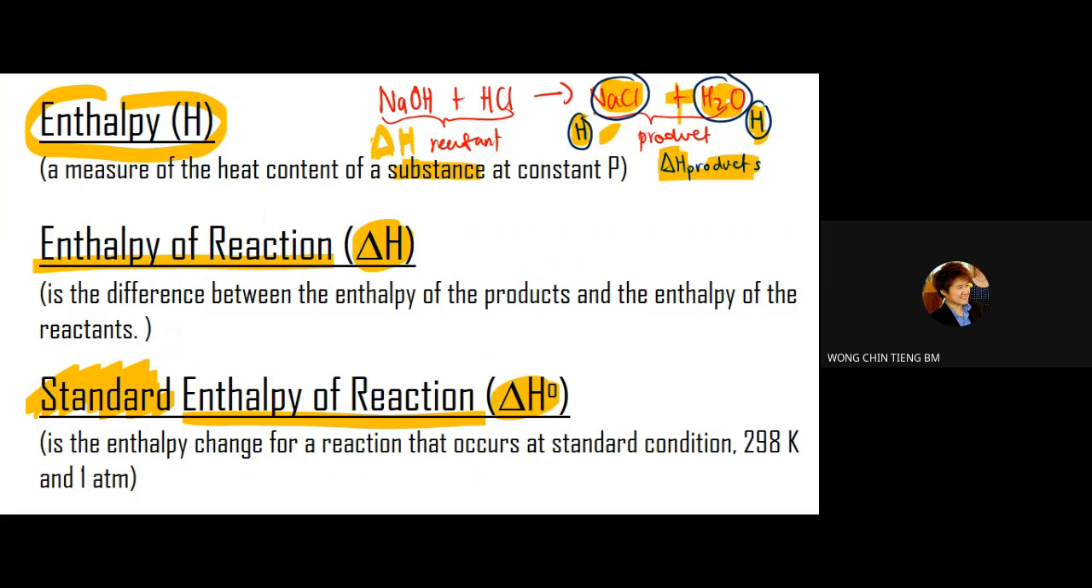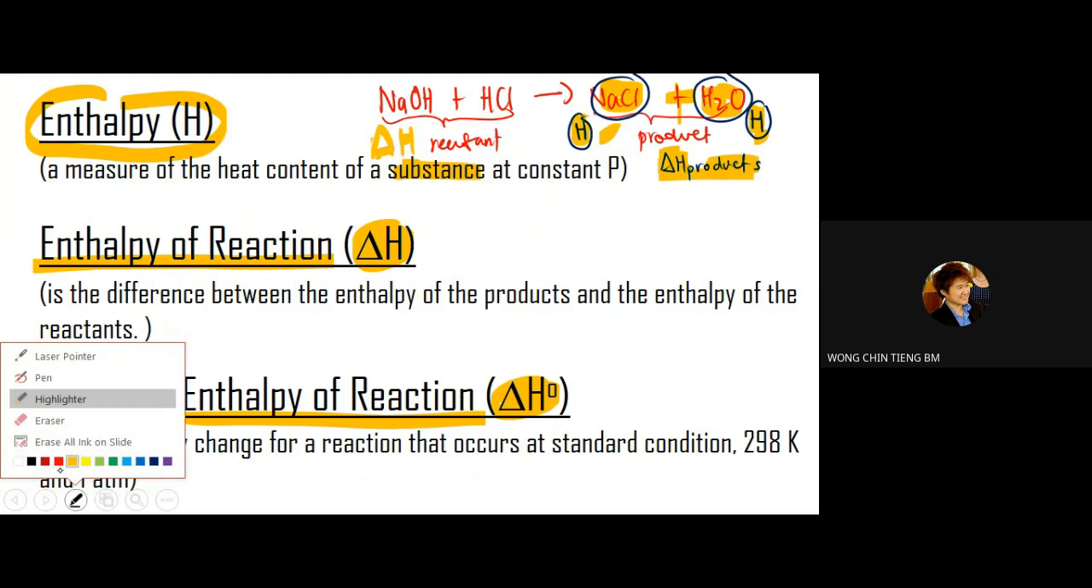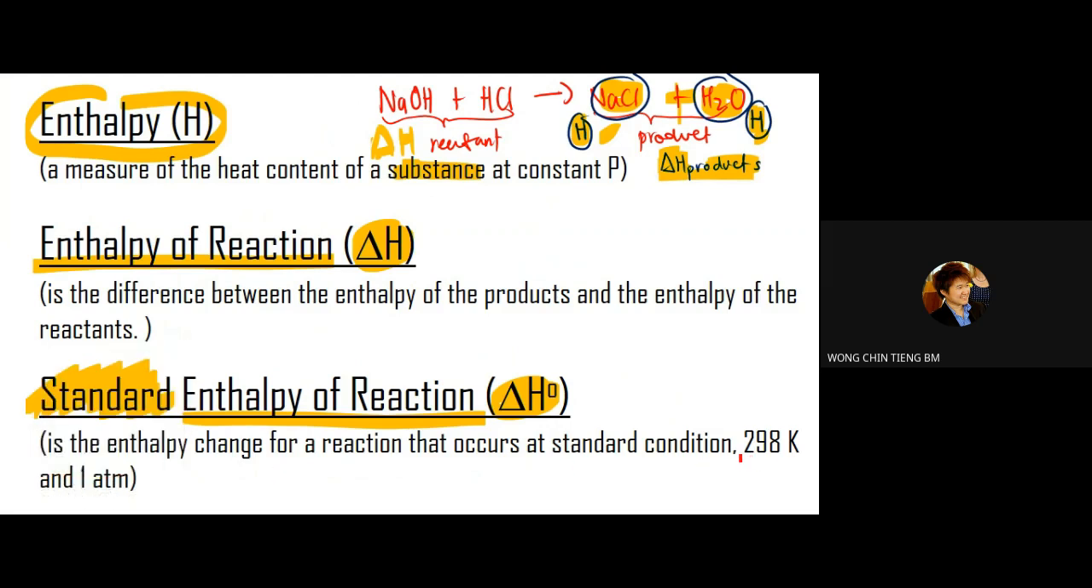Standard condition. Can anybody tell me what is standard condition? Okay, ayat saya memang bagi lain sebab saya nak kamu ada option of different ayat. Tapi kalau kamu baca enthalpy of reaction dulu yang atas is the difference between the enthalpy of the product and the enthalpy of the reactant.